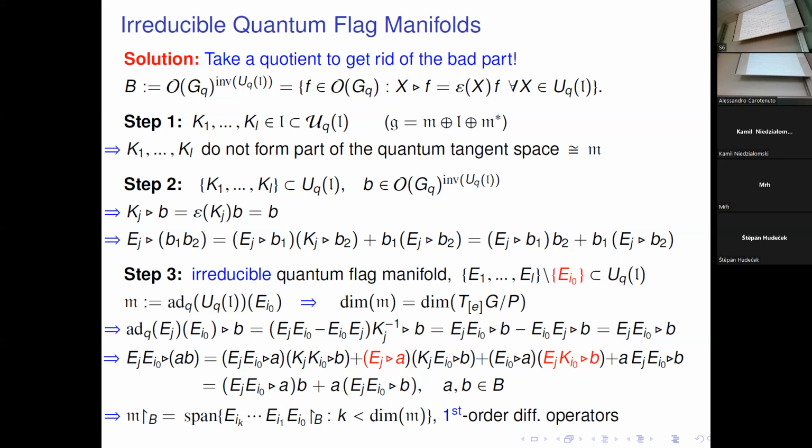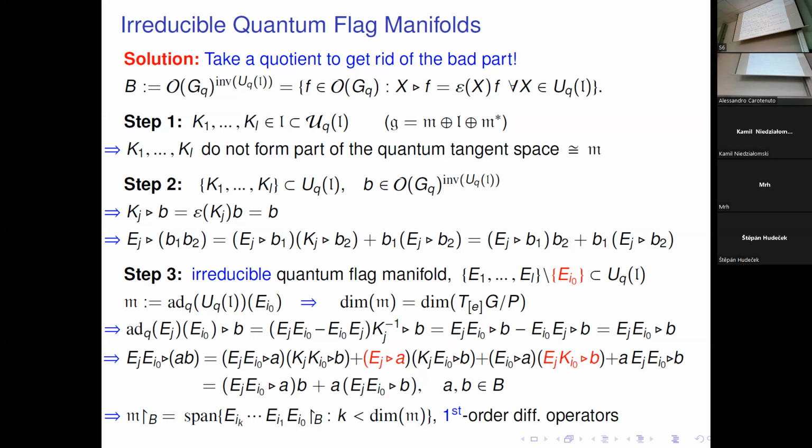The tangent space is an irreducible representation. You can generate all the other left-invariant vector fields by just taking the adjoint actions. The quantum adjoint actions do not produce elements in the Lie algebra. They are of higher order, or at least they look like higher order, like here, these are products.